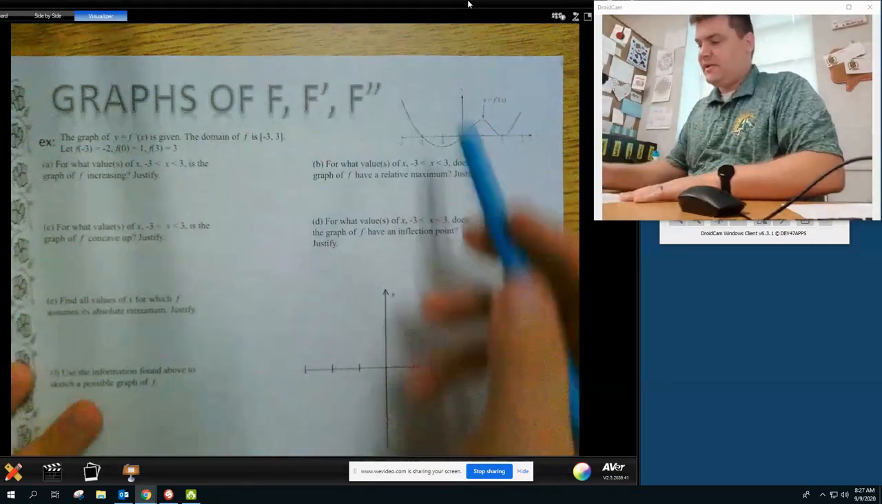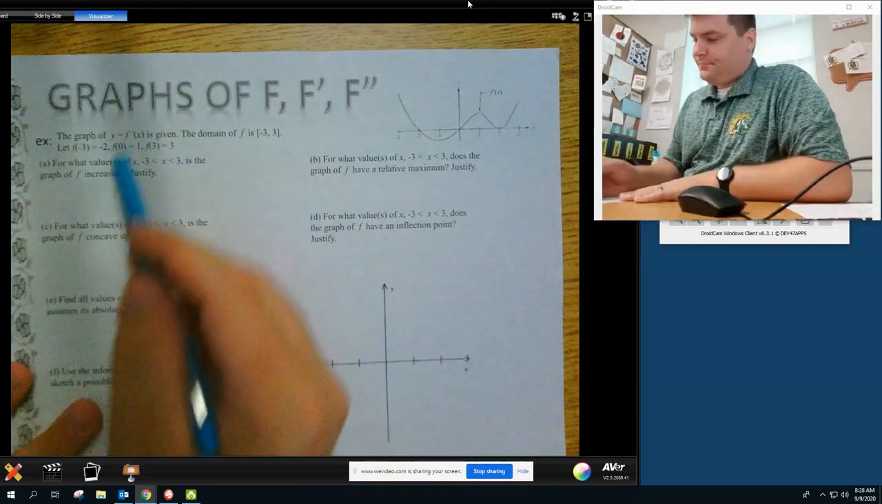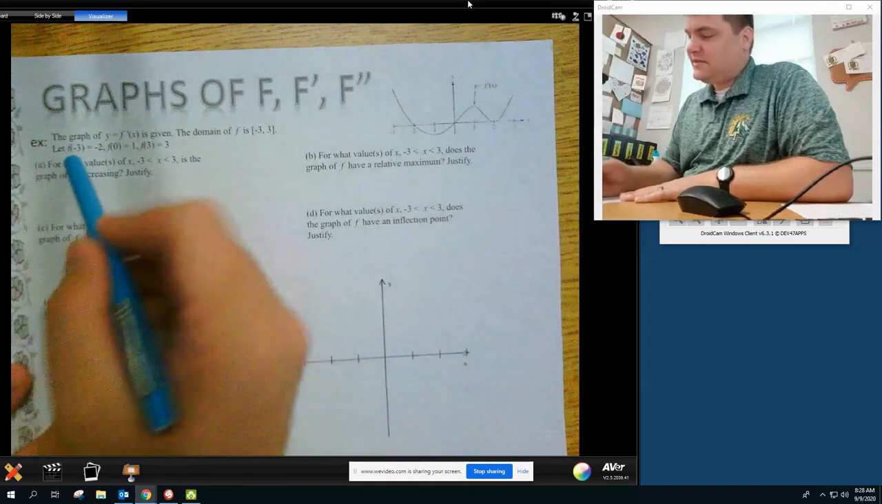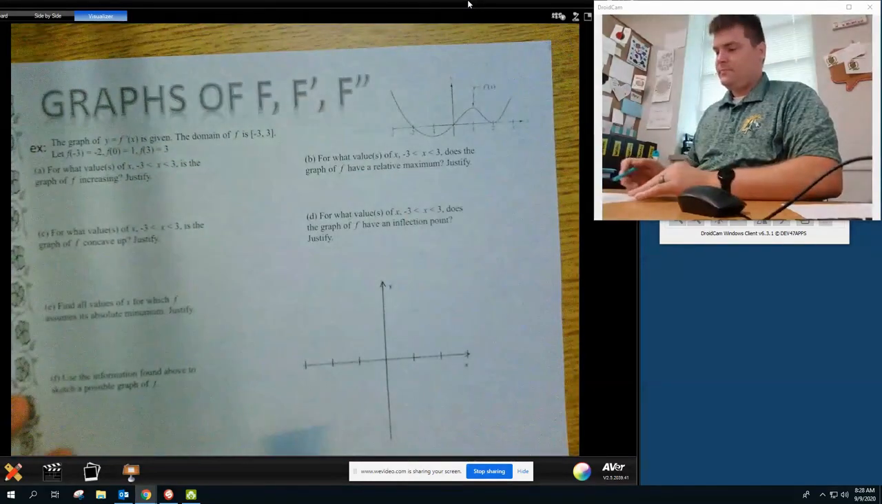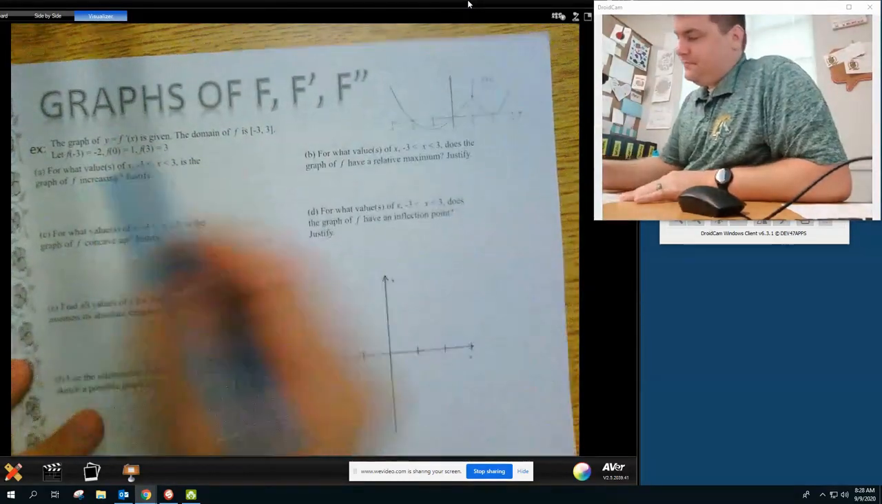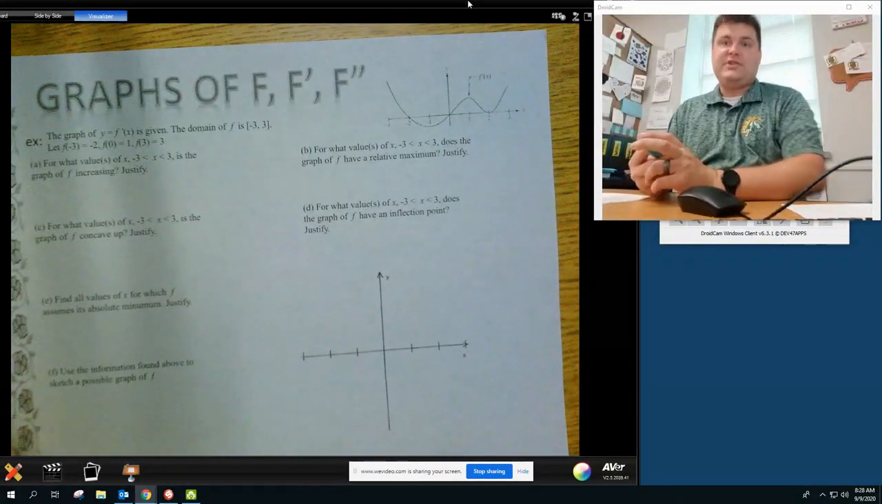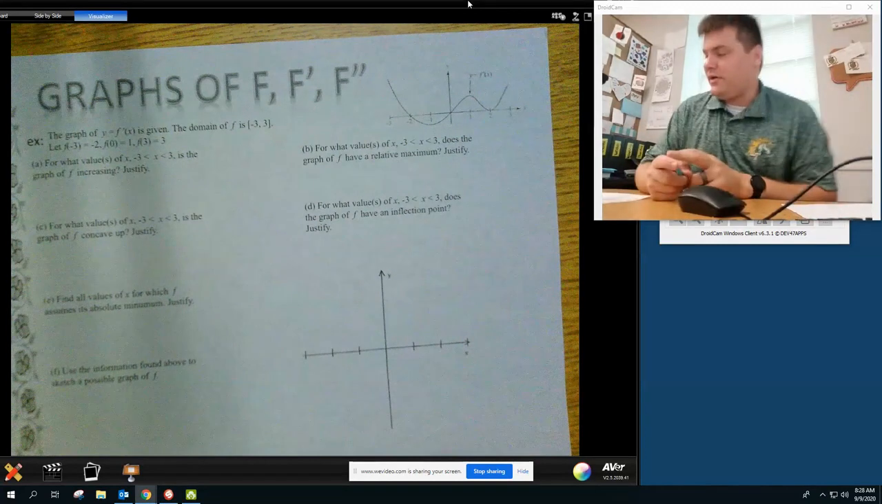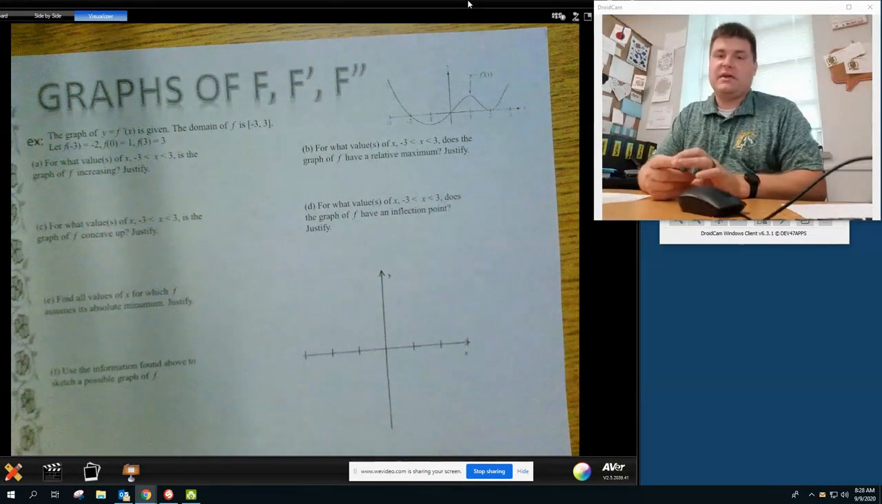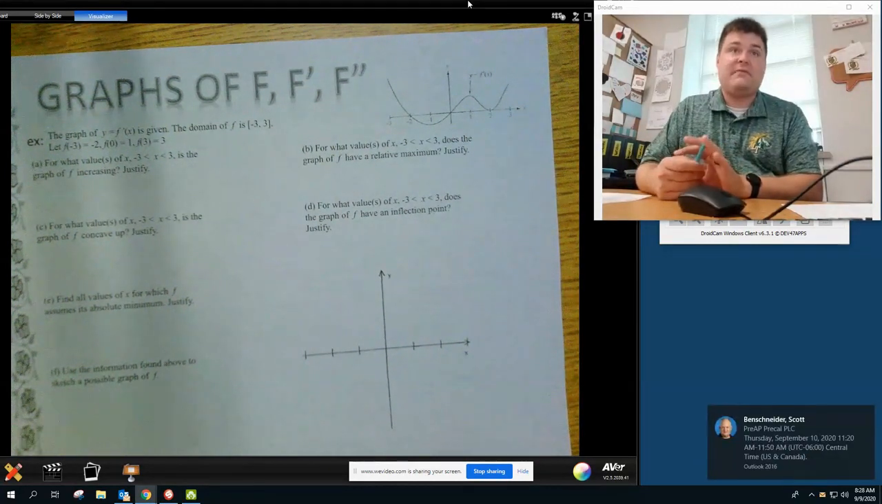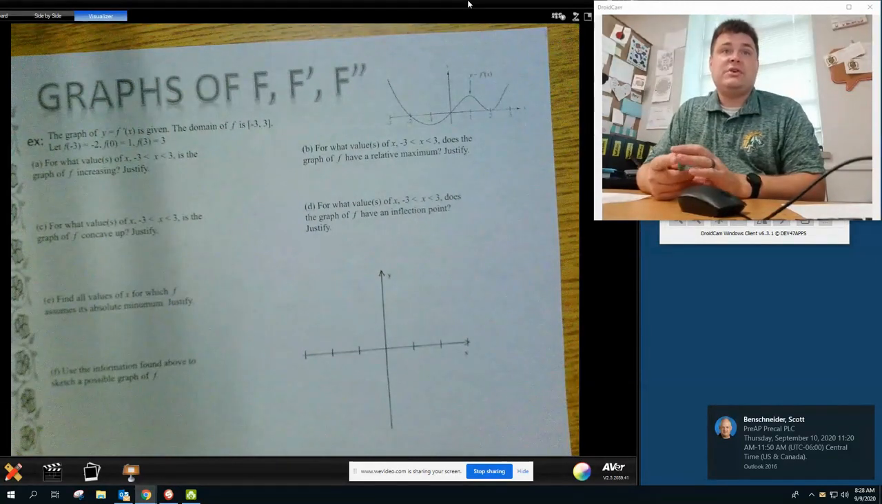This is the domain right here, from negative 3 to 3, and it gives us some of these values, okay? And now, since it's giving us a graph of f prime, it's actually a graph of a rate of change, which today is more relevant than it's ever been, okay? Can you think of any time you may have seen a graph of rate of change?